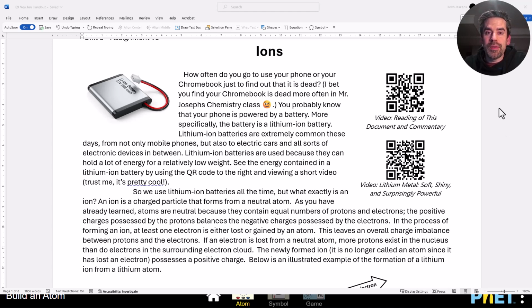I'm going to read you the beginning of this ions handout and give you a little more commentary about it so you understand ions a little better. So let's get started. So, ions.